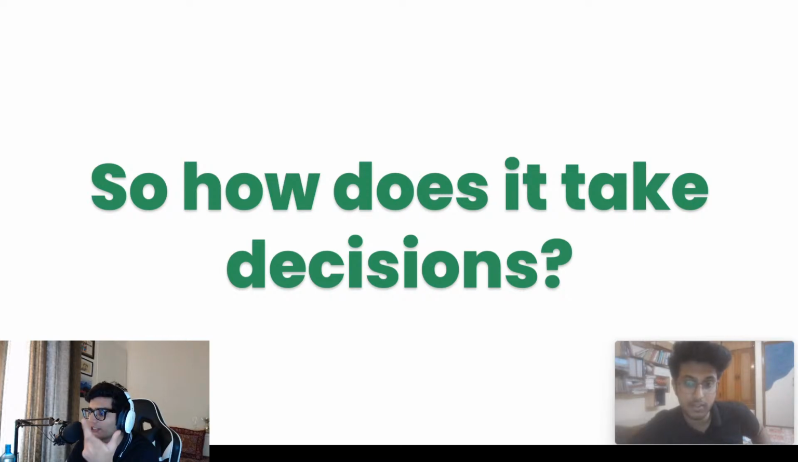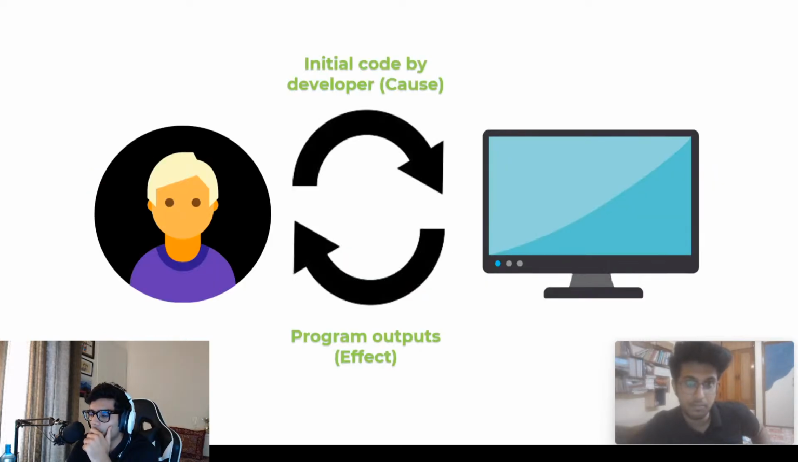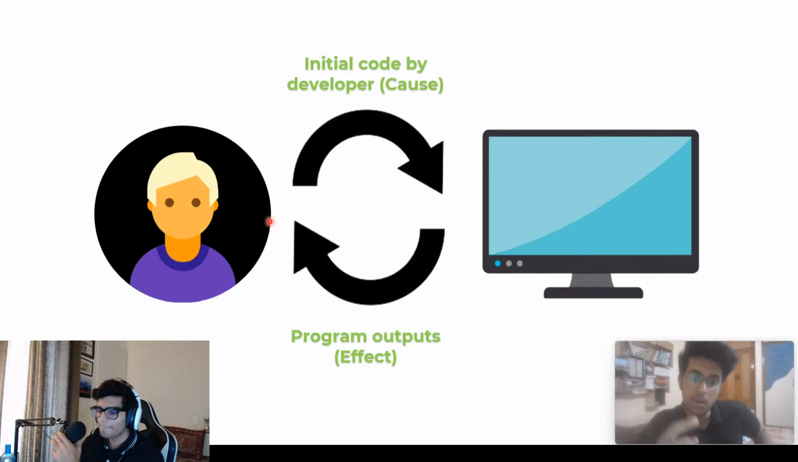So to take decisions, what happens is that the initial code is developed by the developer, right? And it gets converted into a program, and that program gets the effect. That program is the output, as you can see on the screen. So basically the computer is not taking decisions, the programmer is taking the decisions, and he feeds his decisions into the computer. Is this the right thing, Abhinandan?